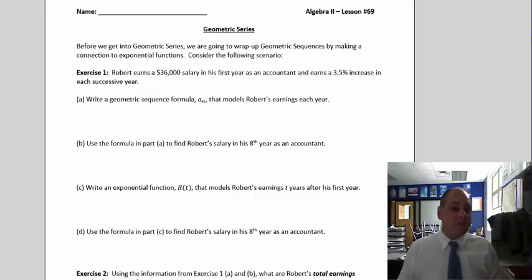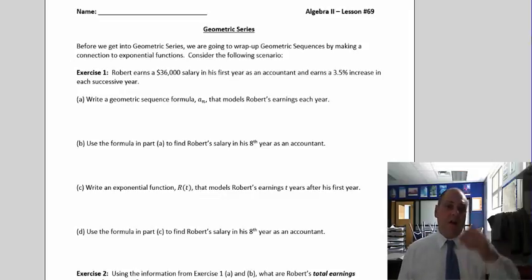Robert earns a $36,000 salary in his first year as an accountant and earns a 3.5% increase in each successive year. So Robert goes to college, right? He gets his degree and he wants to be an accountant. So he gets a job his first year. He is going to make $36,000. That's what he starts at. Some accounting firm is going to pay him to start at $36,000 for the year. That's how much money he's going to make.